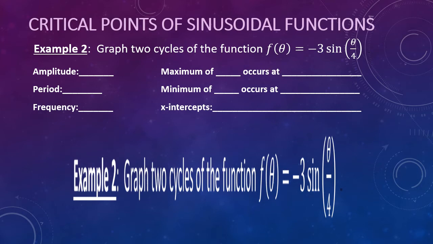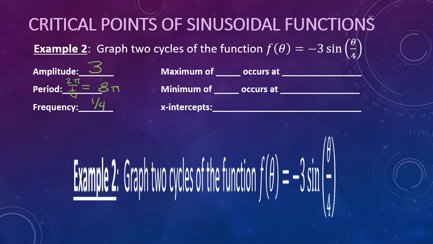All right, welcome back. I'm going to work through example 2, and you can check your work as you go. Your amplitude was 3, even though it's negative. Remember, amplitude is always positive because it represents a distance. Your b value is 1/4, which means your period is 2 pi divided by 1/4, which would be 8 pi.